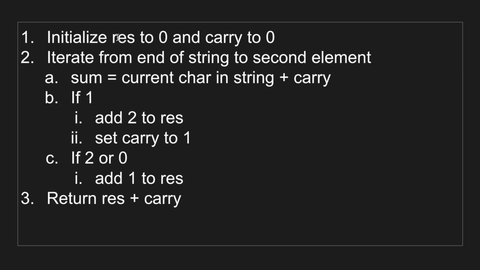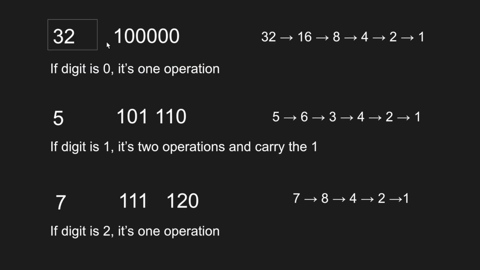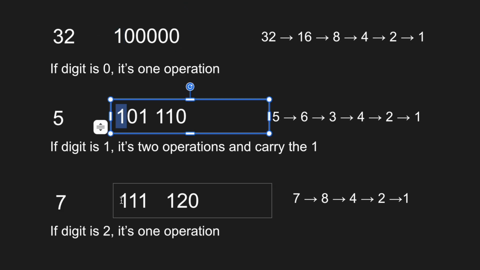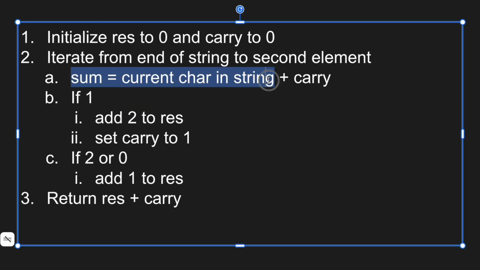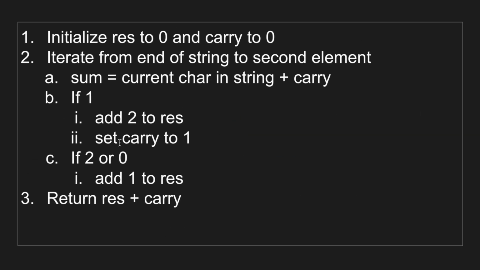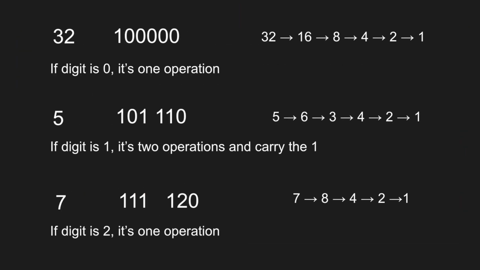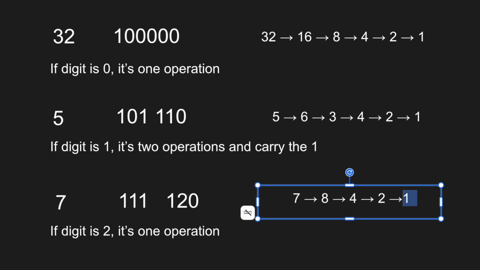To sum it up, what we can do is initialize result to 0 and carry to 0, and we will iterate from the end of the string to the second element. As you can see over here, we never worry about what's in the first element. Now we will calculate sum, which will be the current character in the string plus carry. If the number we're at is 1, add 2 to result and set carry to 1. If it's 2 or 0, we just add 1 to result, and notice that we don't set carry back to 0. That's what I was saying right here. Once we carry the 1, carry will always be equal to 1, and in the end we need to return the result plus carry, because sometimes we carry over to result and we need to make sure we add the extra 1.